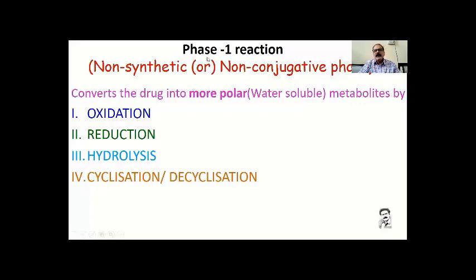So in the first phase, what the body does is try to throw the medicine, the drug, outside. So in the first phase it will try to convert it into something more polar. To convert this drug into a more polar form, the general reactions that occur are oxidation, reduction, hydrolysis, cyclization, and decyclization.